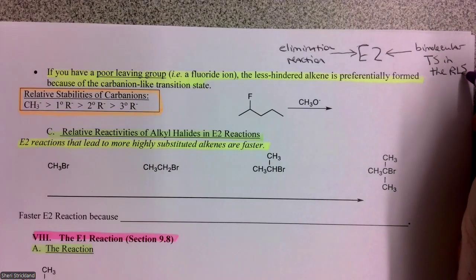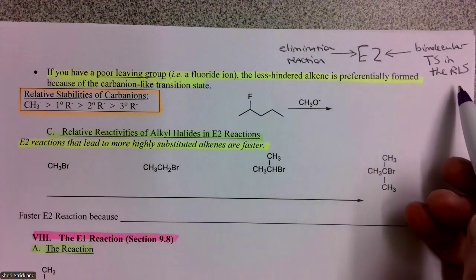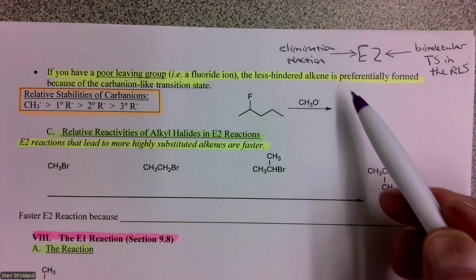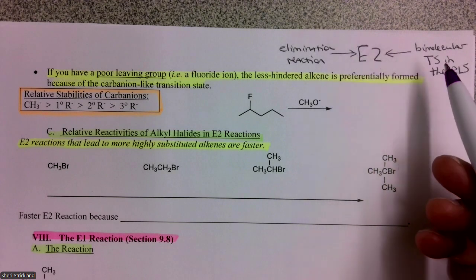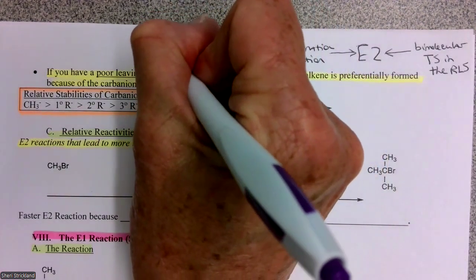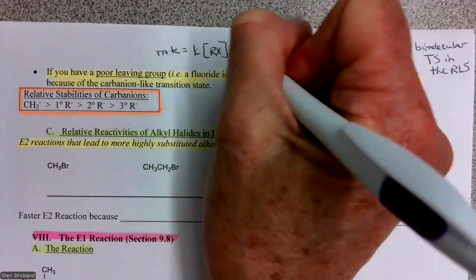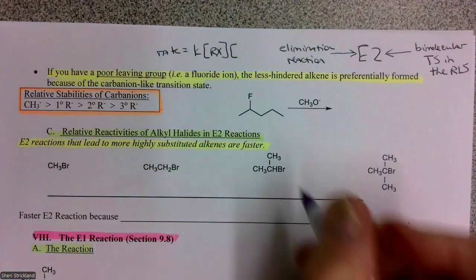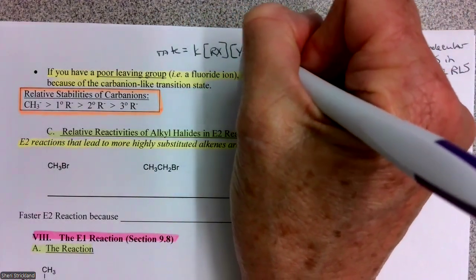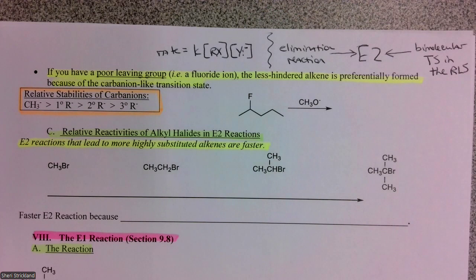And remember that in an E2 reaction, like with an SN2, there is only one step. So if there's only one step, it has to be the rate limiting step. And both the alkyl halide and the base are involved in that transition state. So the rate for an E2 reaction, just while we're here, will involve both the concentration of the alkyl halide and the concentration of whatever it is that's functioning as the base.